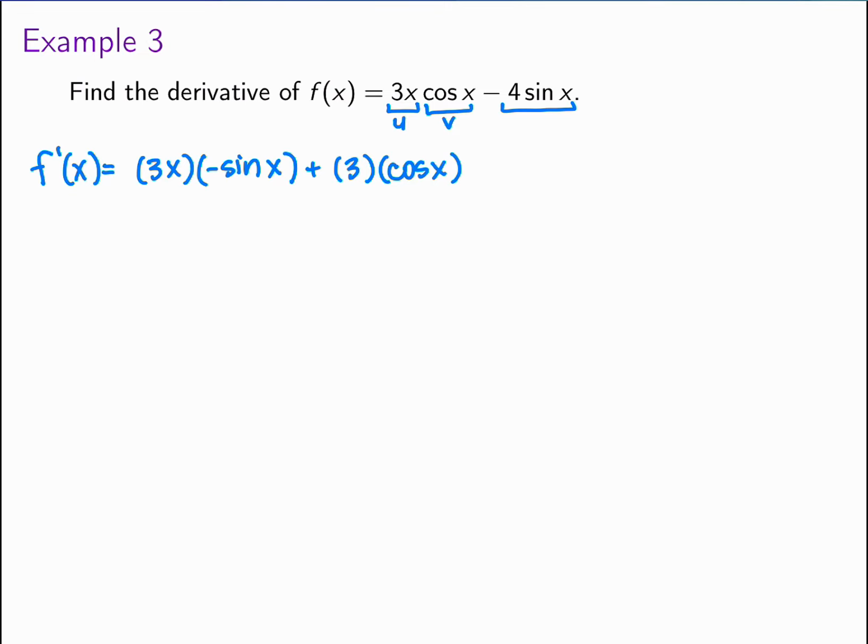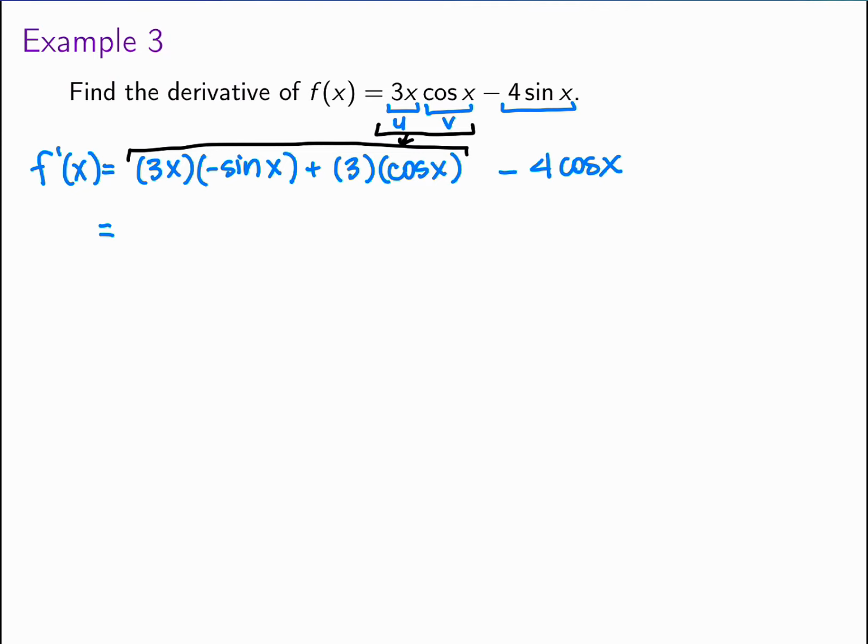Switch to eraser. What I've done so far is just this. Okay? I have taken the derivative of 3x cosine x. Now, I need to take the derivative of minus 4 sine x. So that'll be minus 4, and the derivative of sine x is cosine x. So there we go. And this is kind of messy, so let's clean this up.